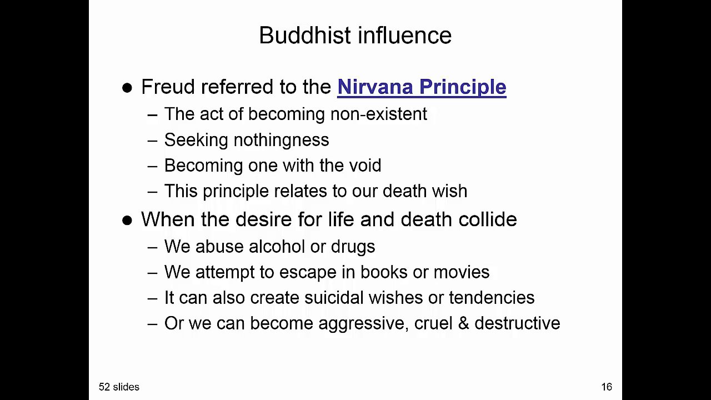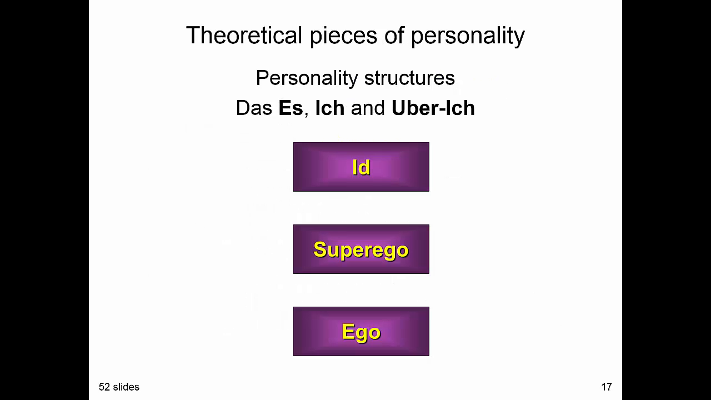Three important personality structures are Das Es, Ich, and Über-Ich, or, as we call them in English, the id, the ego, and the superego. Doesn't the German sound better? During translation, we lose something, and sometimes the meaning is changed as well. Let's look at these personality items.